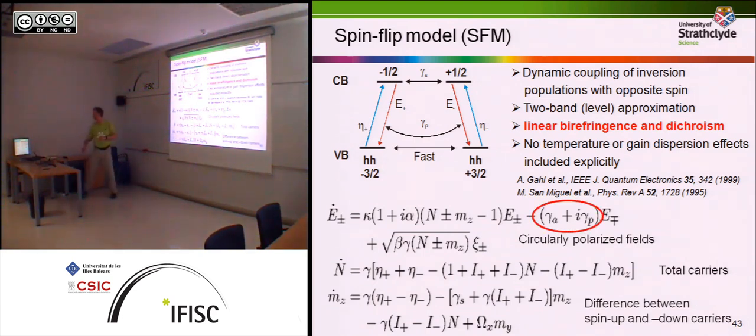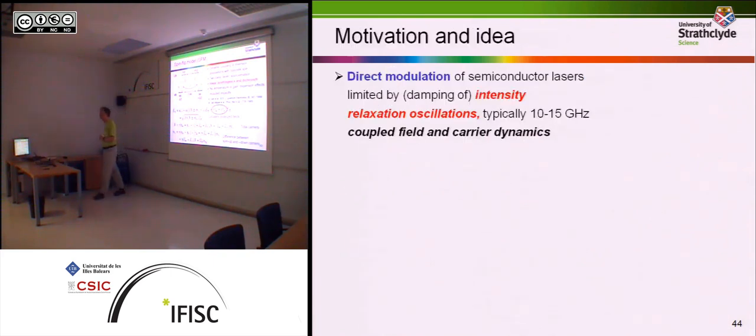And then in reality, there are these small perturbations of the isotropy which couple the two circular polarizations by birefringence and by dichroism. So this is an amplitude anisotropy, this is the phase anisotropy. And then you have the total carrier number, which has a usual equation, and then an equation for the difference between these two reservoirs, which is brought into equilibrium by this decay rate, and it's driven by the difference between the two circular polarized equations. So it's what I showed you before, a scalar rate equation. This is the vectorial generalization.